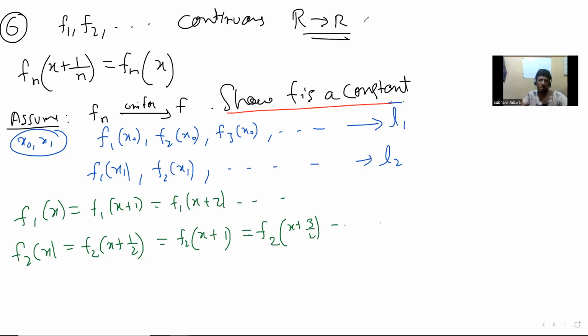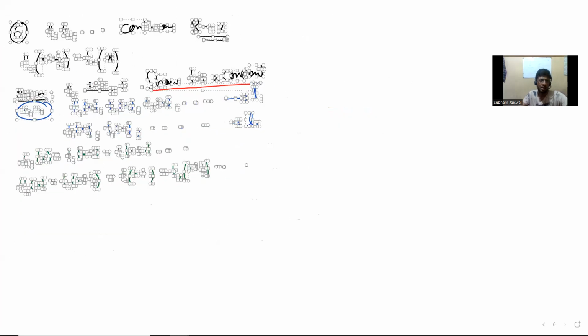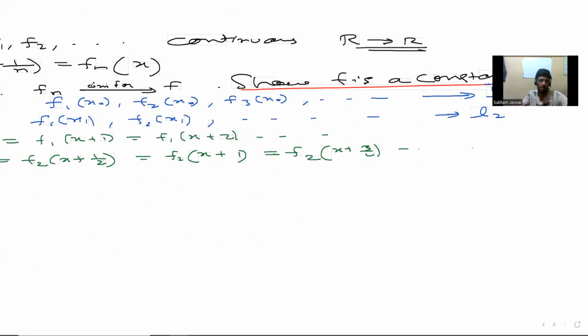I'll need more space here, so I'll just make this smaller. Sorry. Let's just make it small and keep it here.